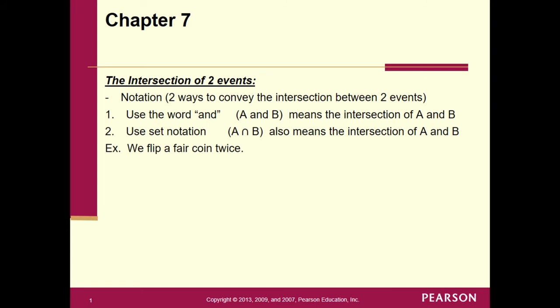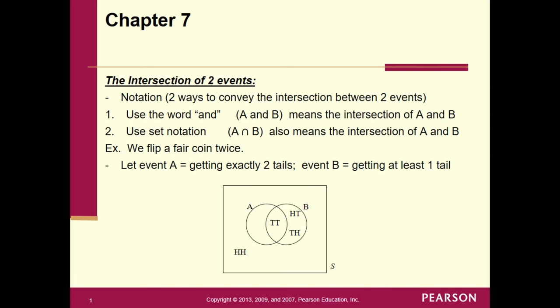Talking about the intersection, here's an example. We flip a fair coin twice, and let event A be defined as getting exactly two tails. Event B is defined as getting at least one tail. At least one tail means one or more. Here's the Venn diagram for it, and it starts to show us where exactly the intersection is.